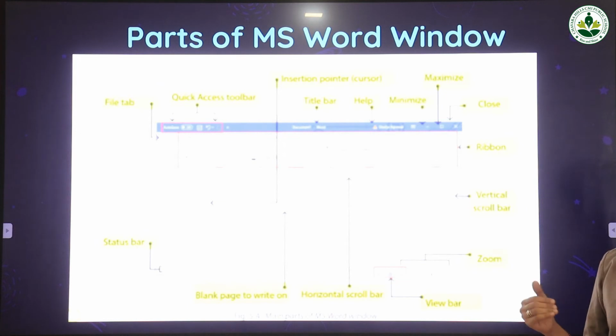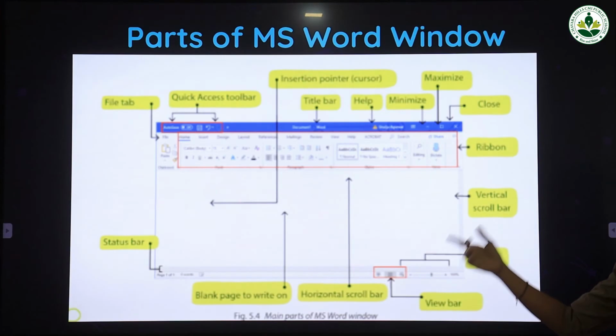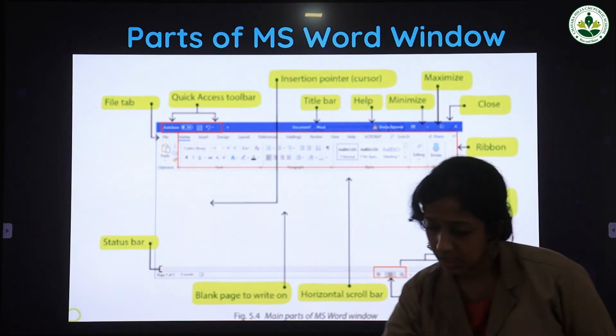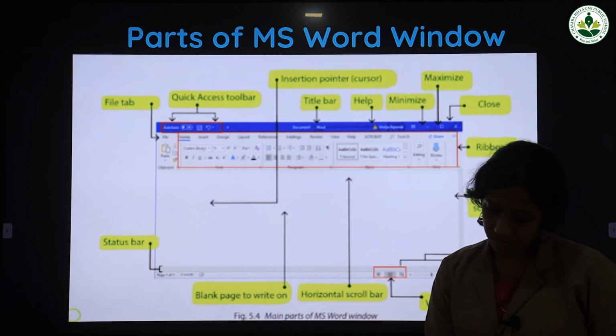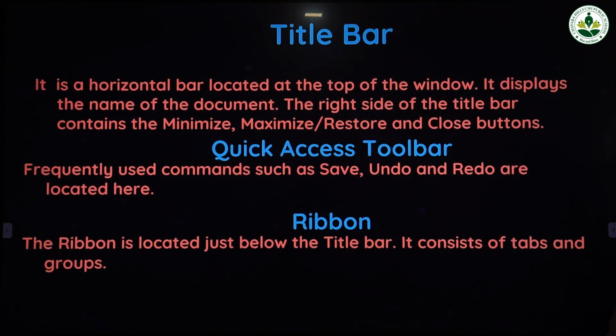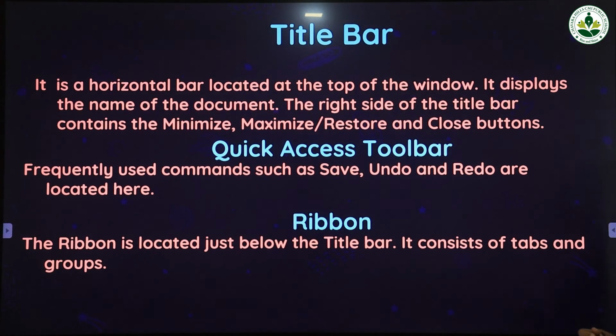Next, when you open the MS Word, you can see a window will open, and there are many parts in it. In your textbook it is shown on page number 52. You can see many parts are there. Let us discuss each part one by one. First is the title bar.